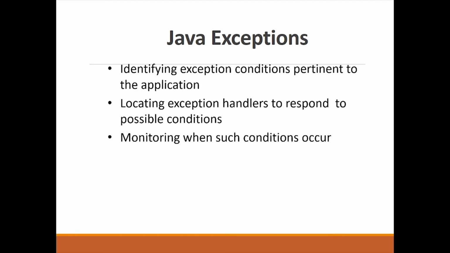When we say identifying the exception condition pertinent to the application, it will find whatever error or exception occurred during runtime, while the program is running, and then it will try to look at what type of exception handler it is going to use for that type of exception. Take note, there are different types of exceptions that we have, and we will be discussing that later on. After identifying what exception handler to be used, it will now try to monitor if that type of error will be committed again.